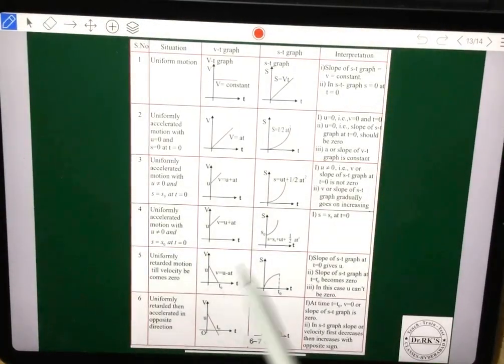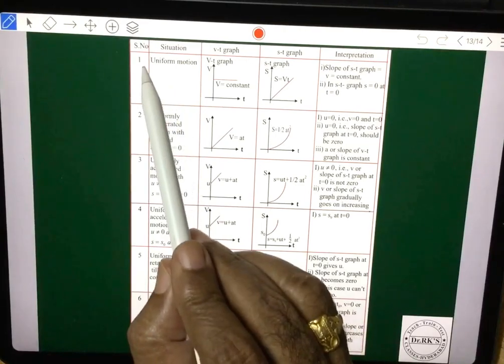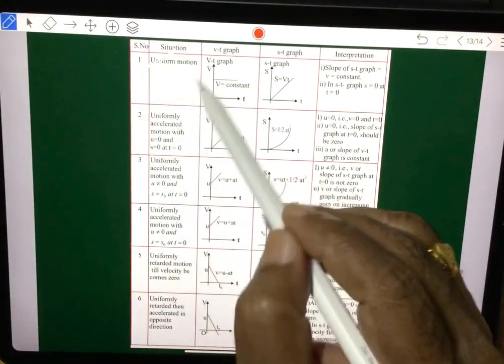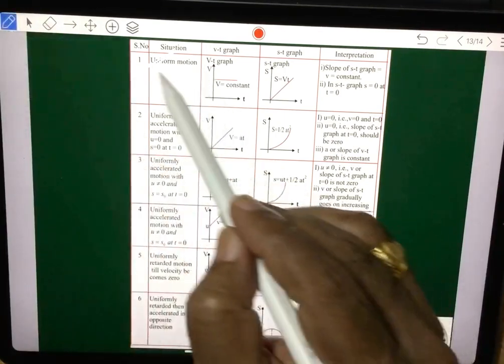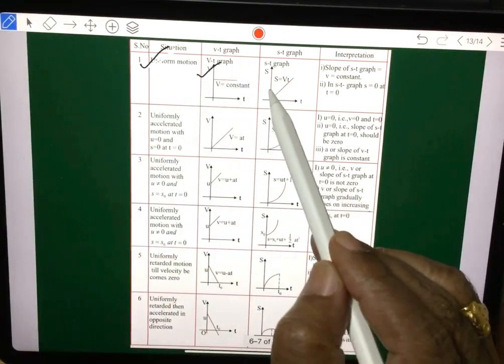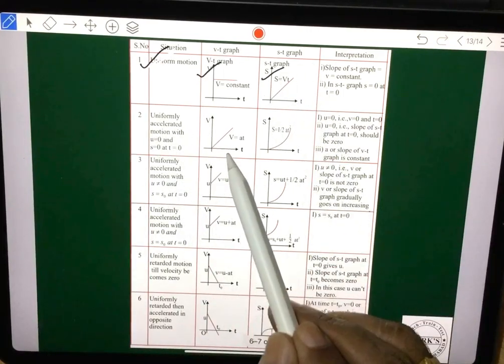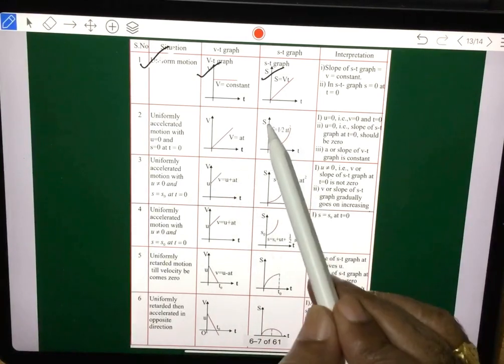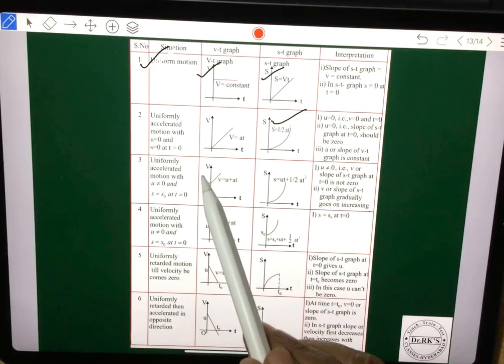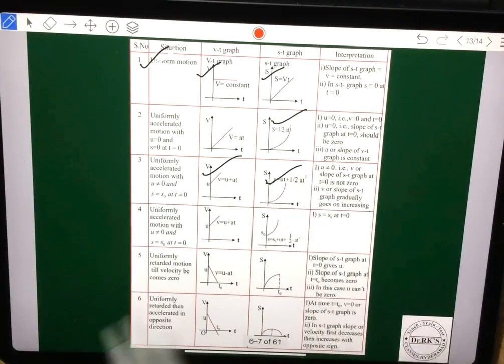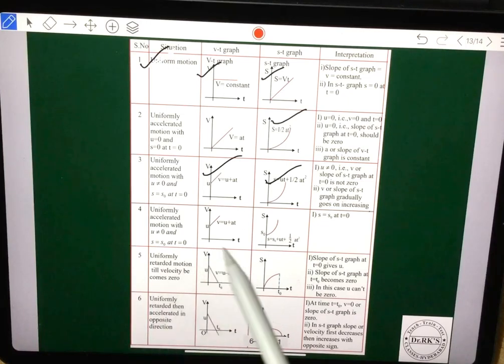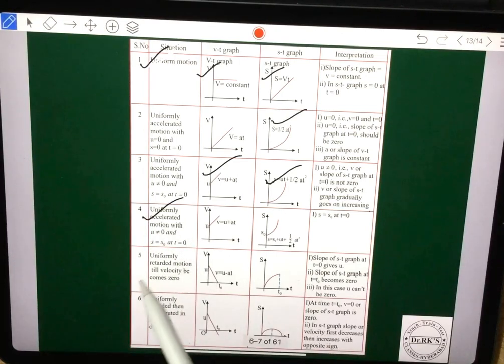So next, look at this. You can look at how, for uniform motion, velocity versus time or displacement versus time behave. For uniformly accelerated motion, v versus t is a straight line, and s versus t is a parabola. Similarly, if it starts with some initial velocity, this is the formula, s is equal to ut plus half at square, a parabola. Similarly, it may start from some position s is equal to s naught. These are the equations. For uniformly retarded motion, it is also a parabola with decreasing slope, s versus t.